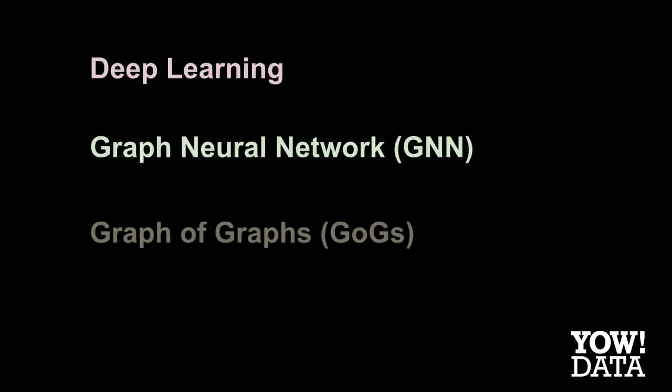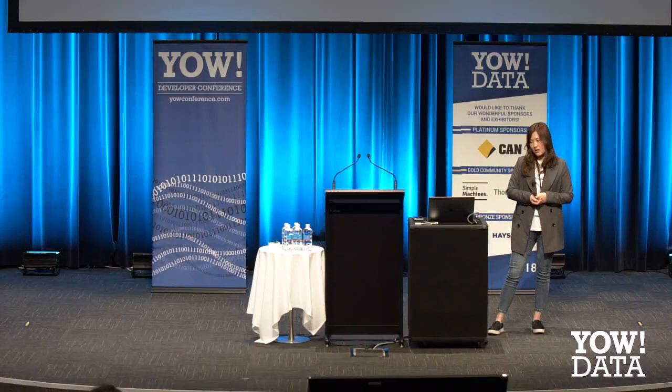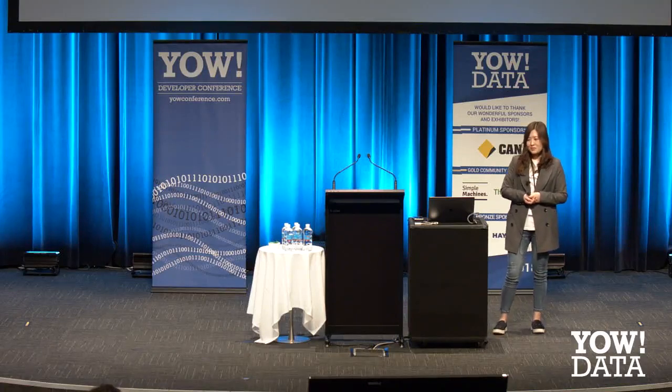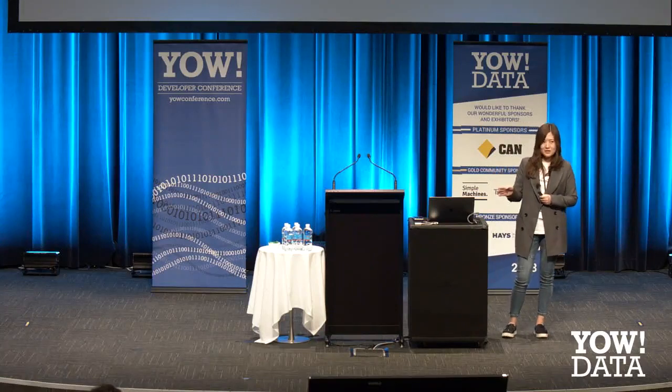So today I'm going to start from some basics about data representation and then introduce to you a powerful data representation called graph of graphs, and then talk about the learning algorithms of the graph neural network, which is used to encode graph of graphs, followed by some real-world examples of using graph of graphs and the graph neural networks. So some of you probably feel a little bit scared because I mentioned learning algorithms, but I will make sure there are no formulas in my slides.